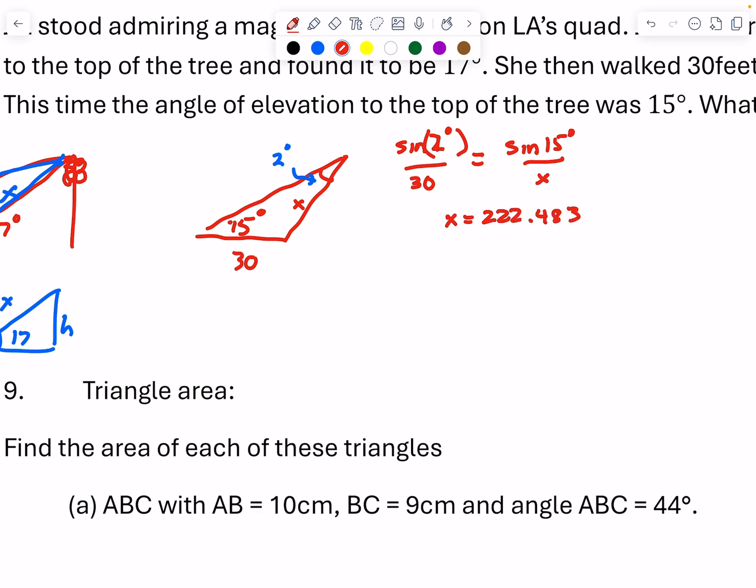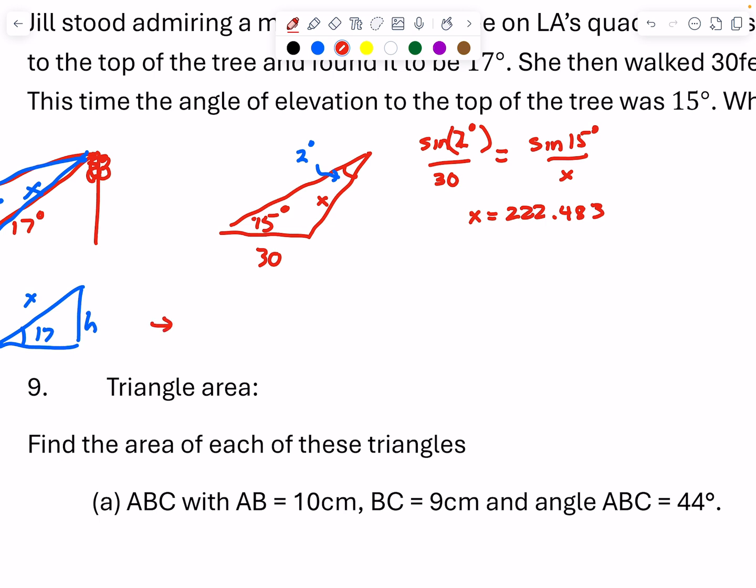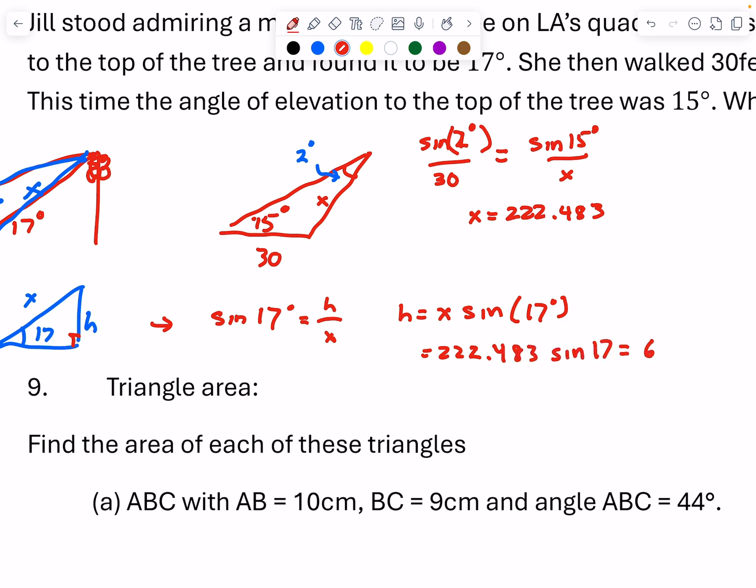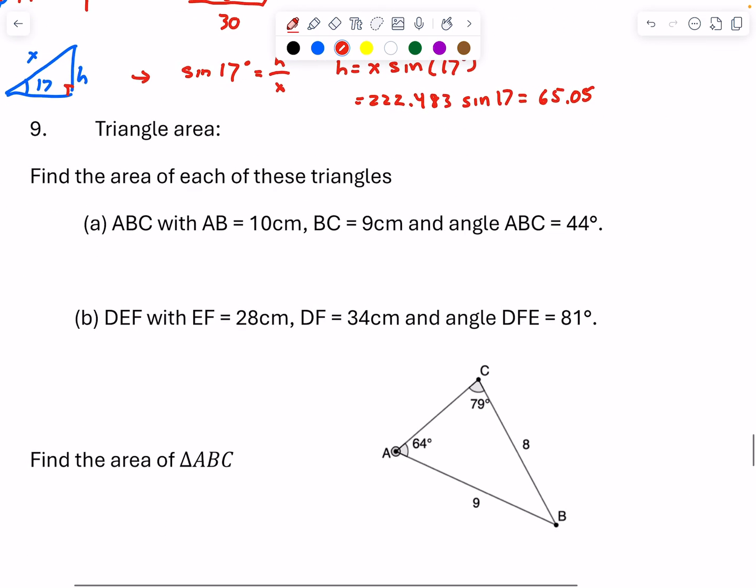All right, and then we go to this one and we say, this is a right triangle, so we can just say sine of the angle is opposite over hypotenuse. Okay, well, that was tricky.